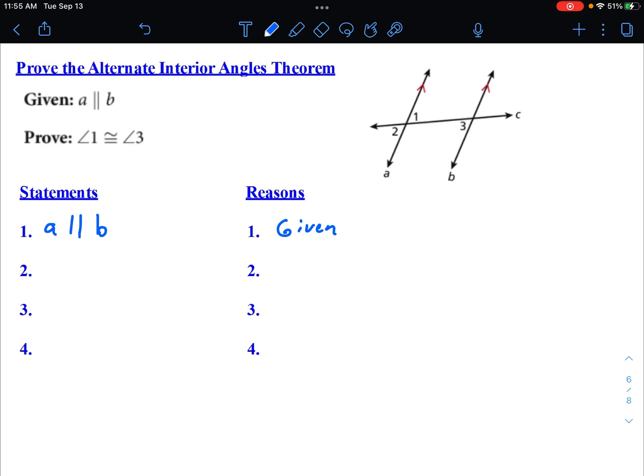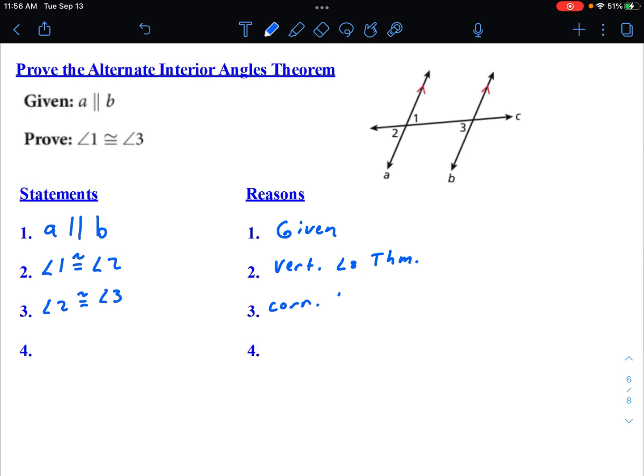And then since that's all the information we could really pull from just that particular statement, we really need to look at the picture and say, is there anything else we know? And you may come up with angle 1 is congruent to angle 2 because they are vertical angles. So that would be the vertical angles theorem. And then you could also say that angle 2 is congruent to angle 3 because that is our corresponding angles postulate.